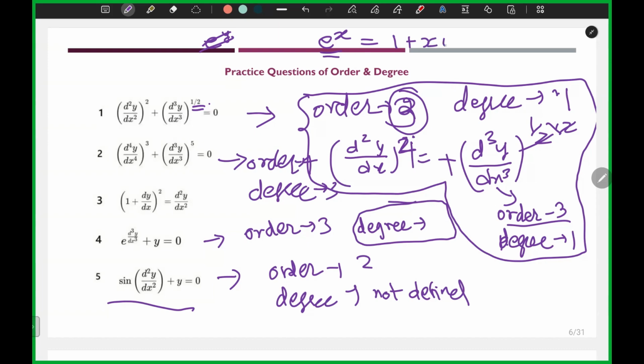Yeah, that will be a series, but the question will be different at that time. So basically our aim is to make the expression in such a way that degree will be defined. And if we are not able to find such an expression, then degree is said to be undefined. But here we can get some such expressions for which degree will be defined. So here also we can do the same thing: d square y by dx square plus y equals minus y, sin of inverse of minus y, right?